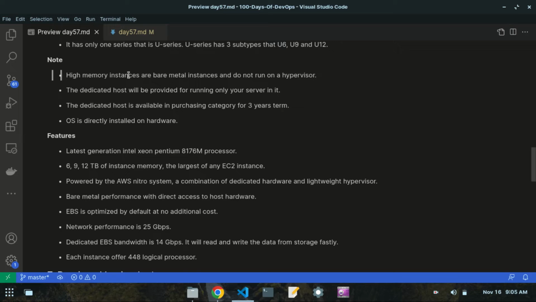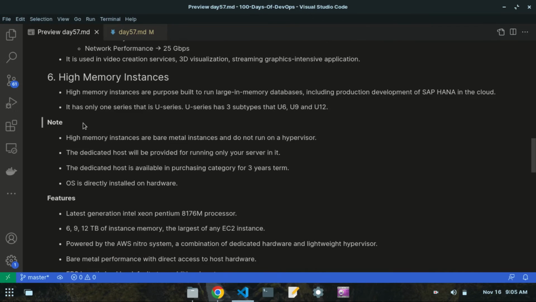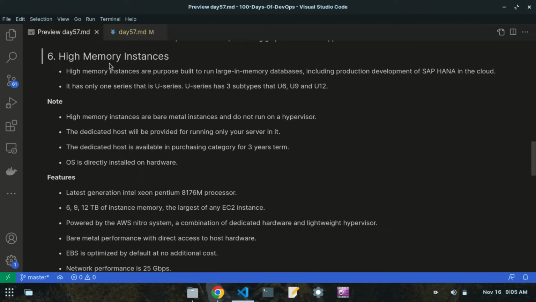Alright, so let's take a look at the notes so that you can remember them. So basically, I have told you that these high memory instances are bare metal. They do not run on a hypervisor. Same like the previous instances that were running on the hypervisor, but this instance is running on the bare metal. They will not be running on the hypervisor, and AWS will provide you a dedicated host for it, in which you will run this, and your server will only run on that instance. Alright, so other servers will not be allowed to it, and you will be charged for this dedicated host so that you can run your server in it.